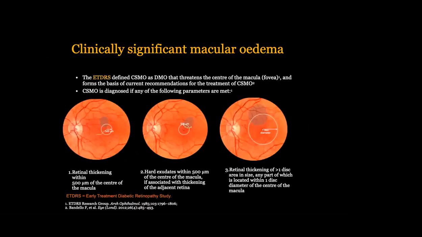So there is also clinically significant macular edema. In diabetic retinopathy, the macula is involved with edema. So this term was also coined with ETDRS, which is diabetic macular edema that threatens the center of the macula, called the fovea, and it is the basis of current treatment. So it's diagnosed if, so if this is the disc, this is the macula. So this is the fovea, that is the center of the macula.